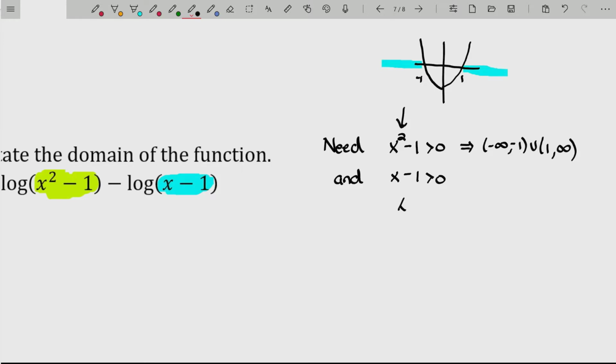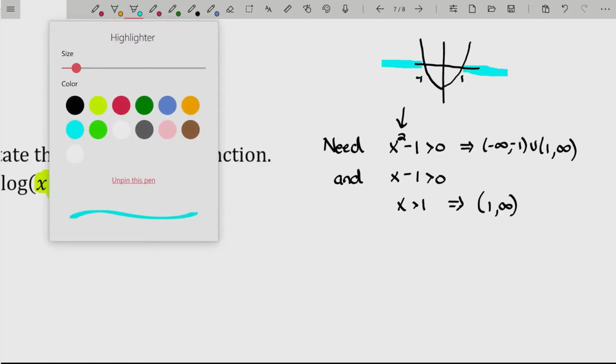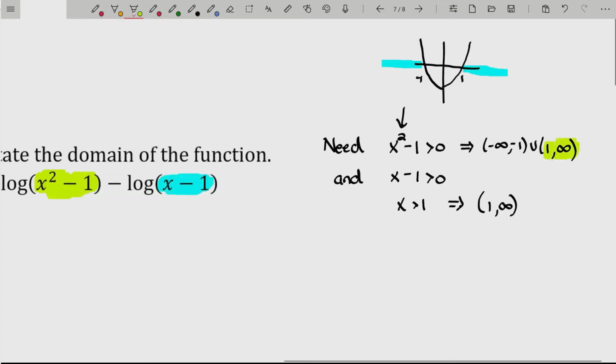The other one's much simpler. Just add 1 to both sides, right? And so this one is satisfied only when we're on this interval, 1 to infinity. You need to find the intersection of those two intervals. Let me do this. You need to find the intersection of this interval and this interval, and that is going to be 1 to infinity. So I know the domain of this function is 1 to infinity.